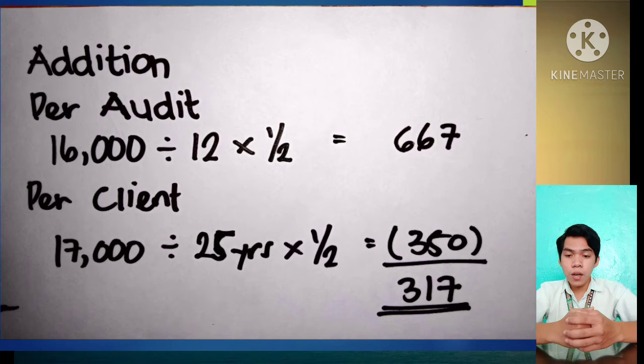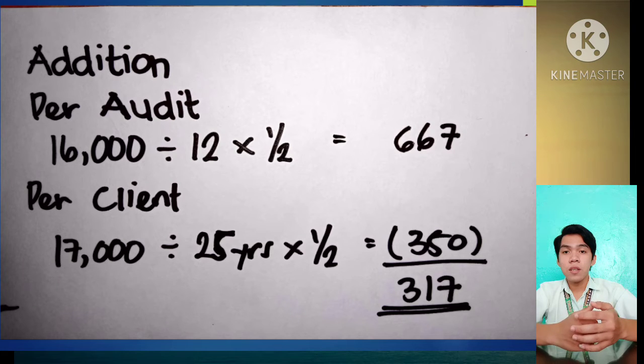So for per client, 17,500 divided by 25 years, the estimated service life of the building, times 1/2 is equal to 350. So to deduct, 667 minus 350, you would come up with the amount of 317.